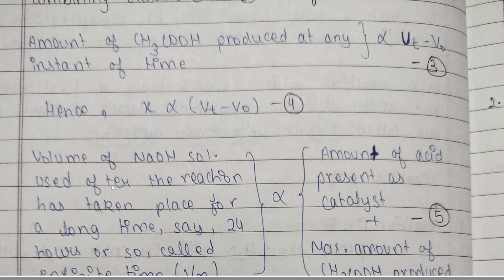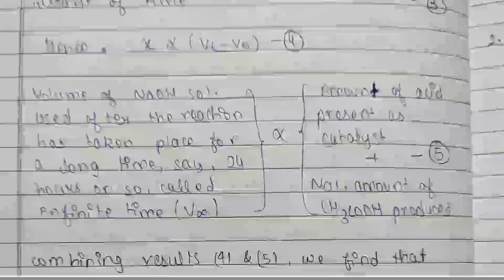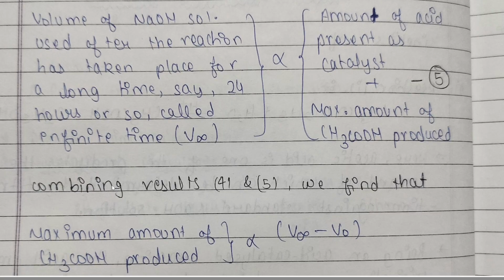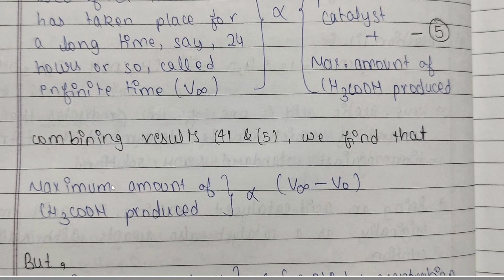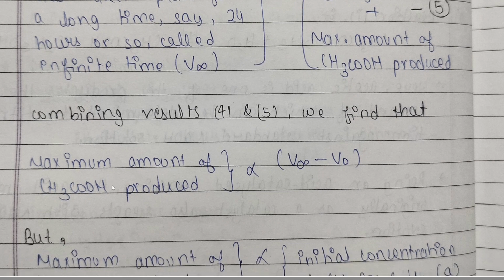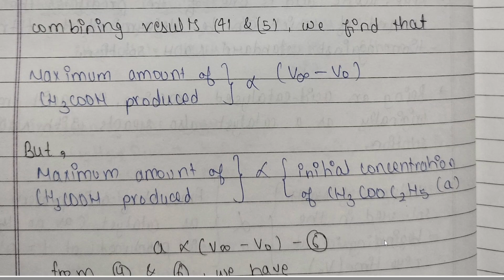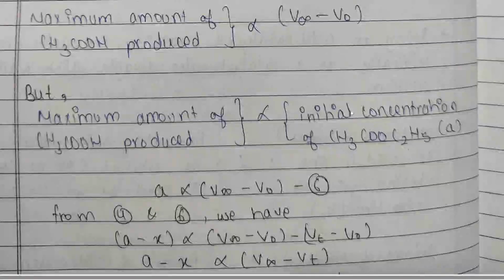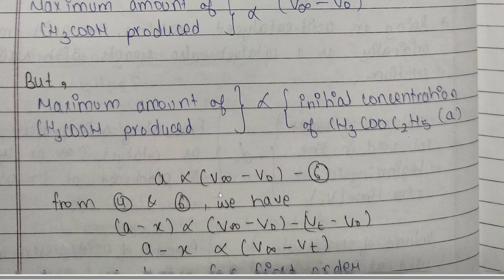The volume of NaOH solution used after the reaction has taken place for a long time, say 24 hours or so, called infinite time, is directly proportional to the amount of acid present as catalyst plus the maximum amount of CH3COOH produced. Combining results 4 and 5, we find that the maximum amount of CH3COOH produced is directly proportional to V infinity minus V naught, but the maximum amount of CH3COOH is A, so A is directly proportional to V infinity minus V naught.